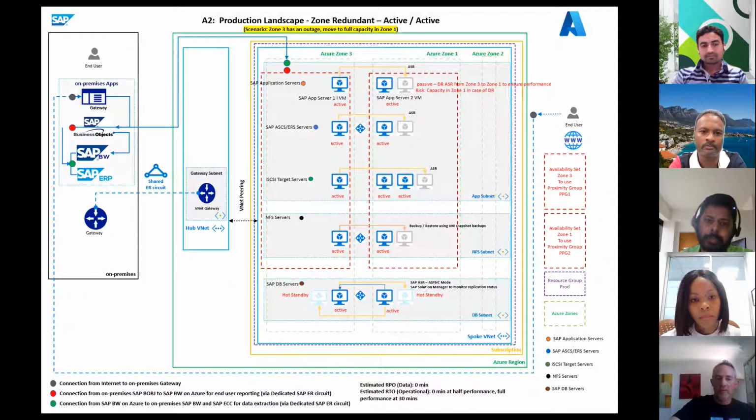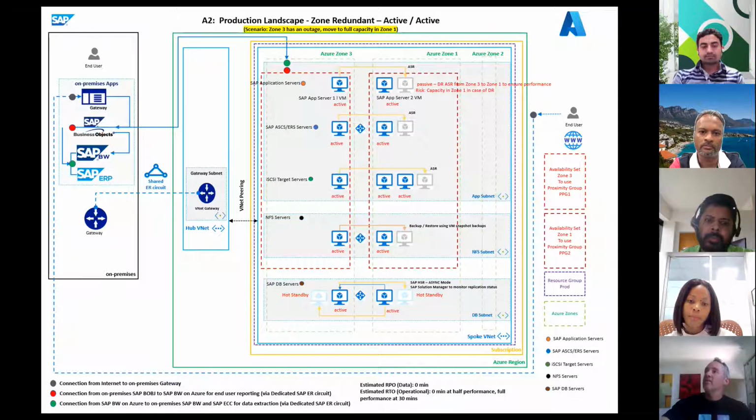That's very important because we can't predict what's going to happen. We don't know how long that zone might be offline. So I wanted to make sure my business always has the same performance they had beforehand, from a reporting and a batch perspective. So in this scenario, zone 3 has an outage, and then we move full capacity to zone 1. You'll see that I'm using ASR for my app service, and also for the ACSS ERS service, and also for the iSCSI target service.